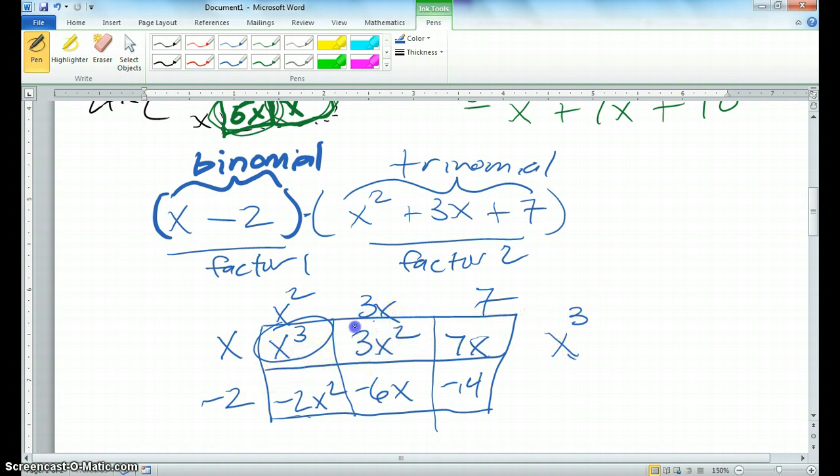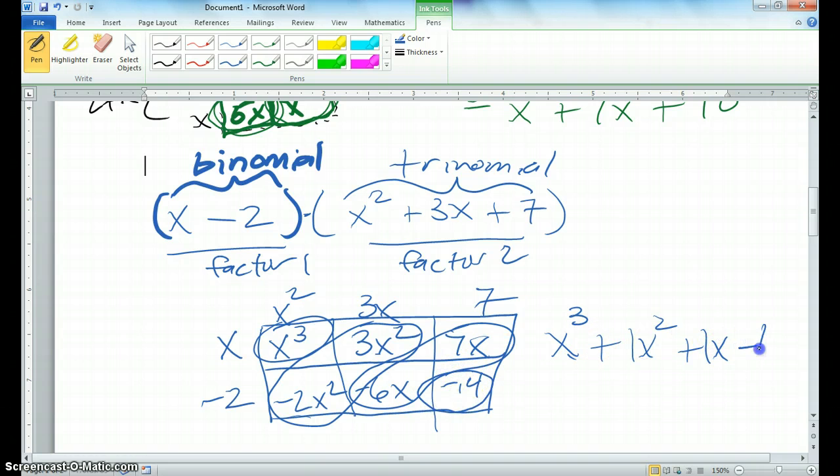Then I have x squared, so negative 2x squared and 3x squared. Well, if I add those together, I have negative 2 copies of x squared, 3 copies of x squared. That means I'm up just 1x squared. And then I have my x's, negative 6x, and then I have a positive 7x, which means I have a net difference of 1x. And then I have my constant of negative 14 here. So that's how that would look if we were to quote-unquote FOIL it out. But the FOIL thing doesn't work here because we have 3 terms here and we have only 2 terms here.